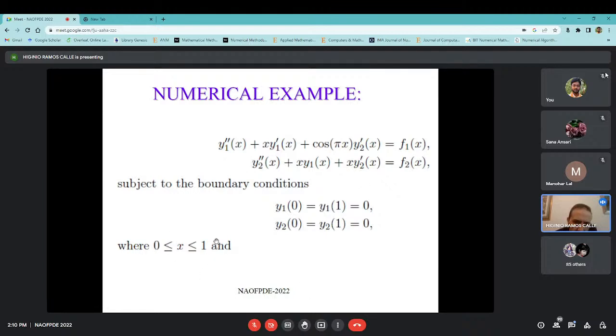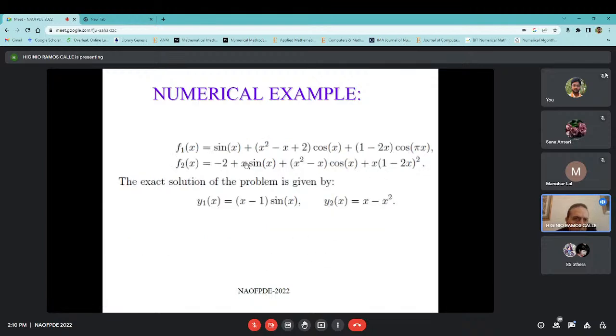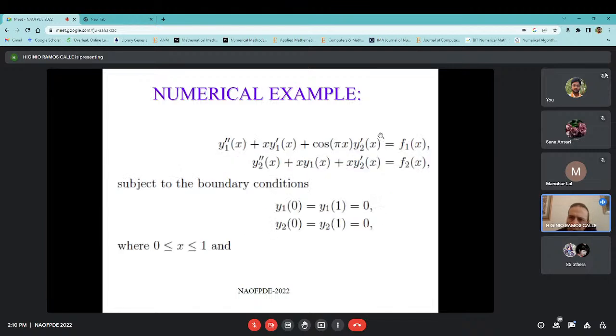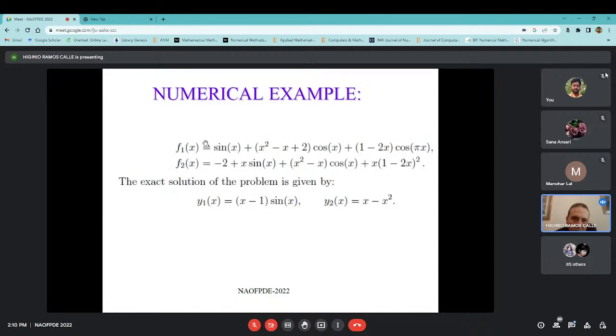To be solved on this interval, we have those boundary conditions at the initial value and at the final point. The right-hand sides of the differential equations, F1 and F2, are given by this. And the exact solution of the problem in this case is this one. So this is used just to compute the errors that the method produces.